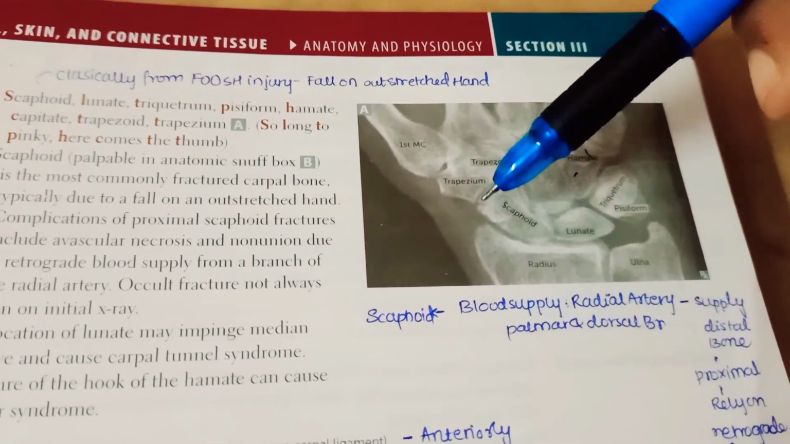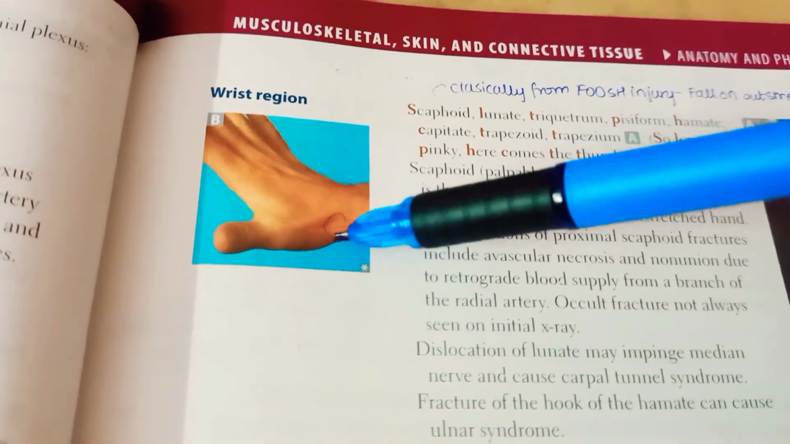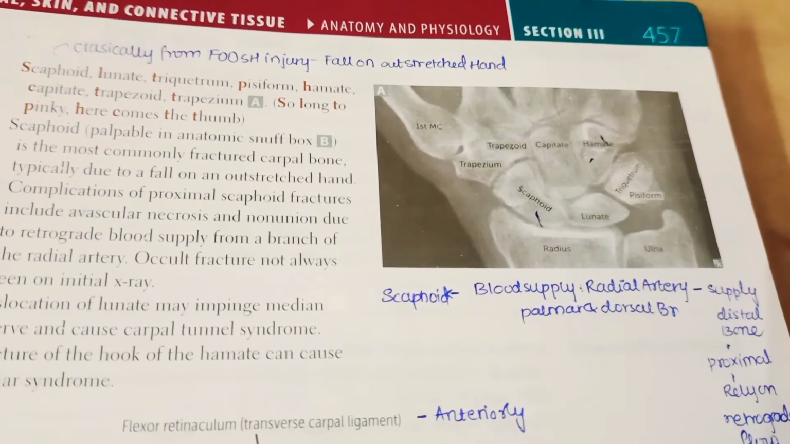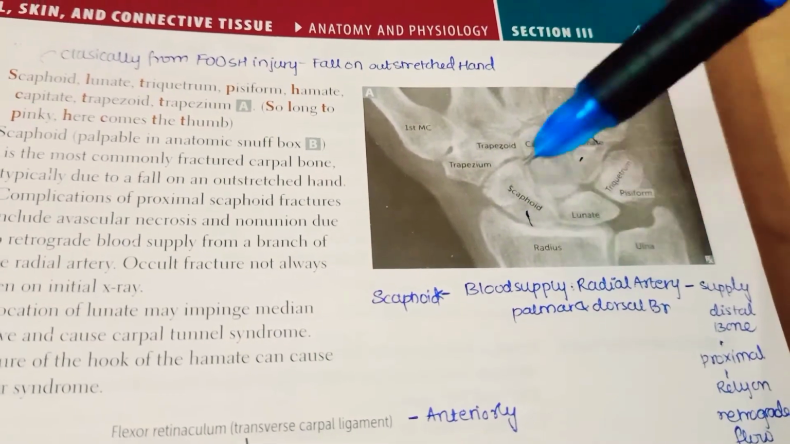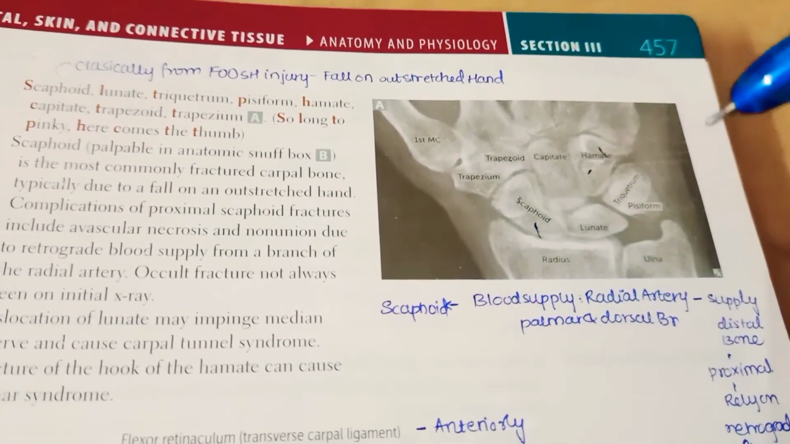The most important bone which is always fractured in the wrist is the scaphoid bone, and you can feel the scaphoid bone in the snuff box. You can see this is the snuff box. So here you can feel the scaphoid bone mainly. It is palpable in the anatomical snuff box, and this is the most common injury. The wrist is most commonly affected in FOOSH injury. FOOSH means fall on outstretched hand.